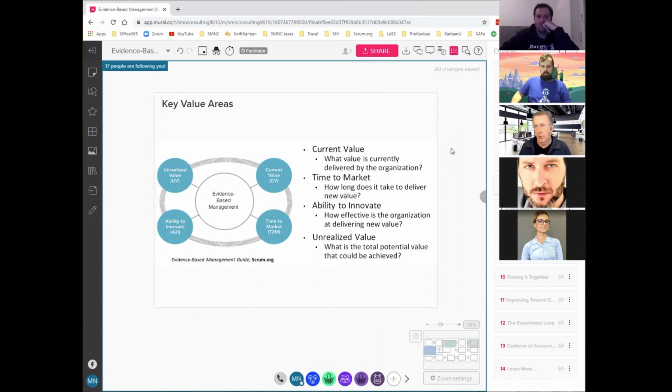There are two categories. There's time to market: how long does it take us to create value? And our ability to innovate, meaning this organization's ability to create valuable things. So there's the creation of valuable things and the time it takes to create valuable things. And that's our current capability. Okay, so these are the key value areas that we talk about as one way to think about measures, or evidence, in evidence-based management.